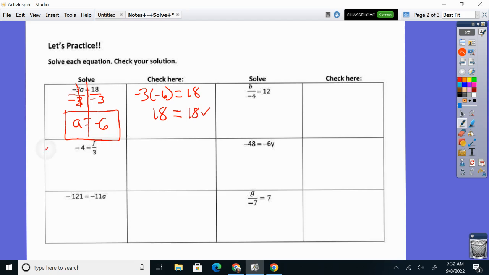Okay, this next one here says -4 equals F divided by 3. I need to get that F by itself. So the opposite of divided by 3 is to multiply by 3. Okay. So 3 times -4 gives me -12 equals F. So I plug it in. So I'd have -4 equals -12 divided by 3. -12 divided by 3 is -4. So this one is correct.